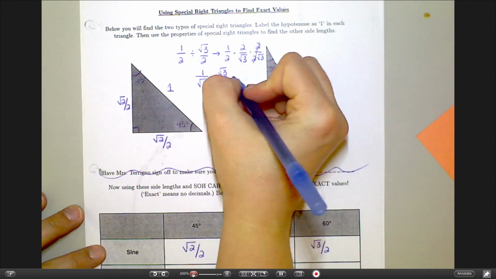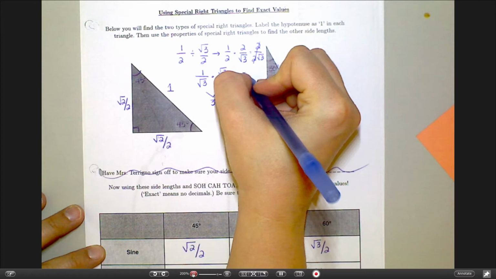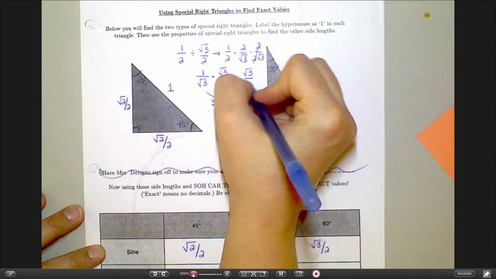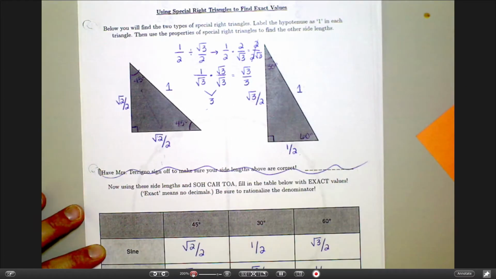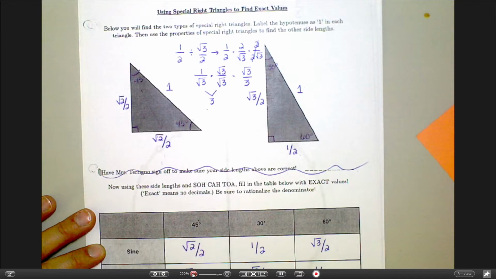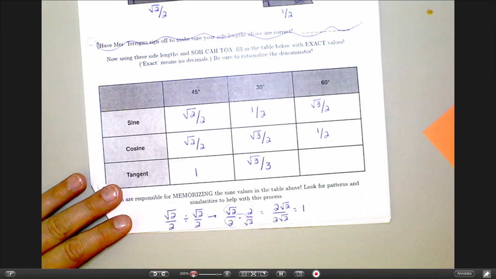So this on the top would be 1 times the square root of 3, which is just square root of 3. And on the bottom, square root of 3 times square root of 3 is 3. So final answer, square root of 3 over 3. That was the hardest one on this page. Okay, the bottom part there.